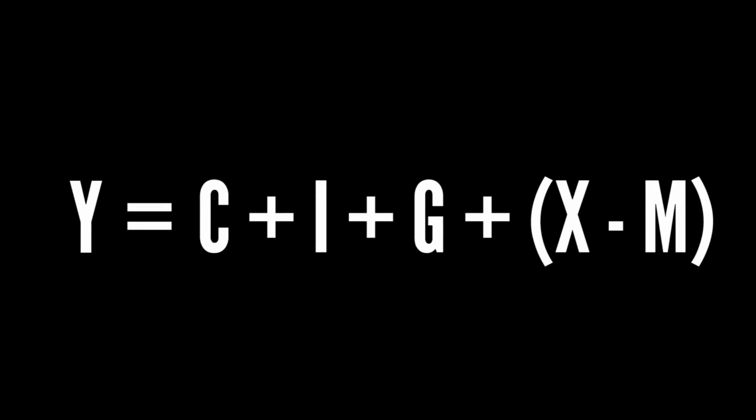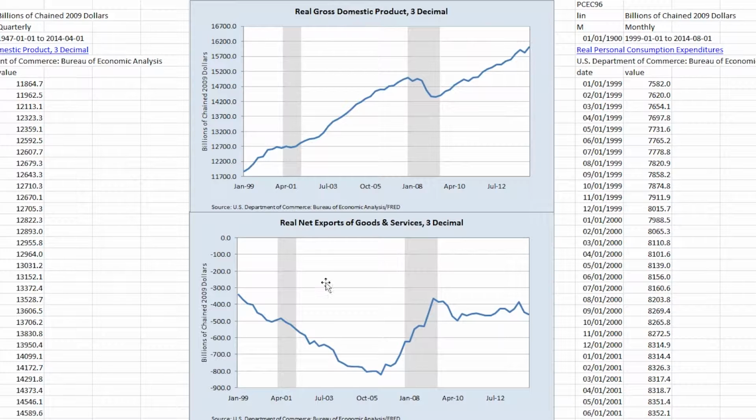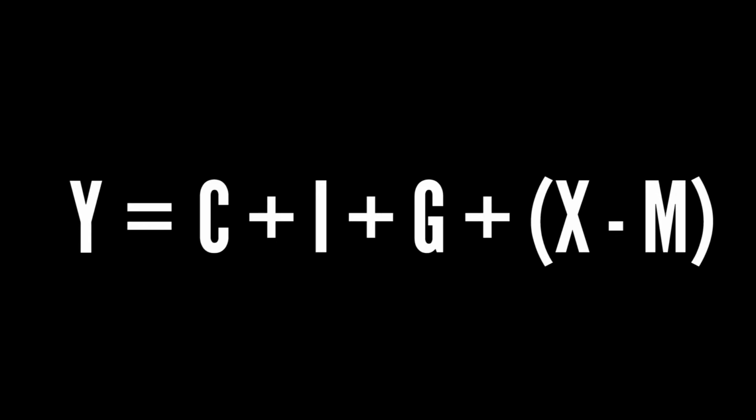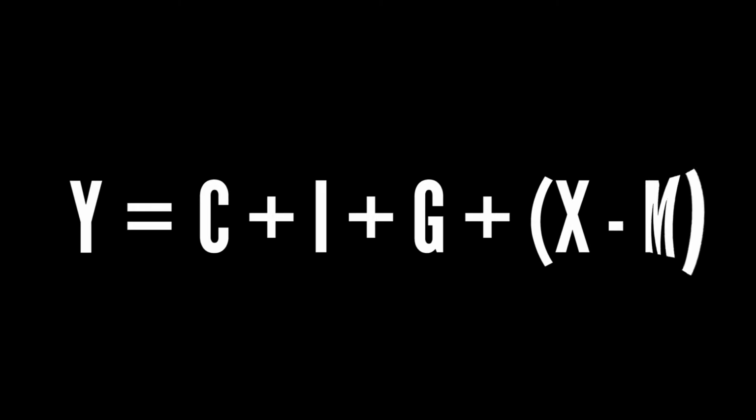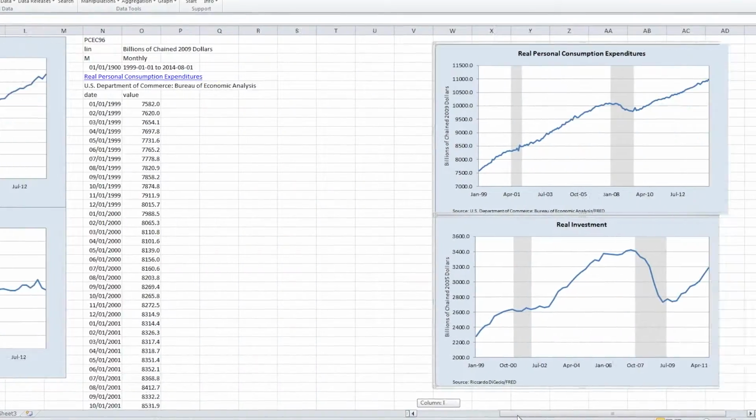Just because real GDP goes down doesn't mean necessarily that net exports have to go down. In fact, we know in reality that net exports increased. So that means that something else on the right side of the equation has to decrease even more. So let's look at that C in the equation.